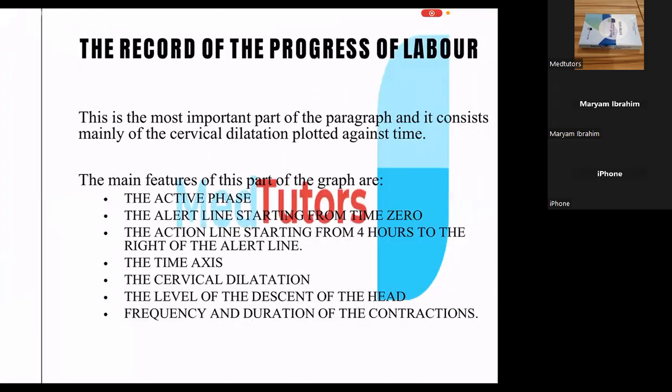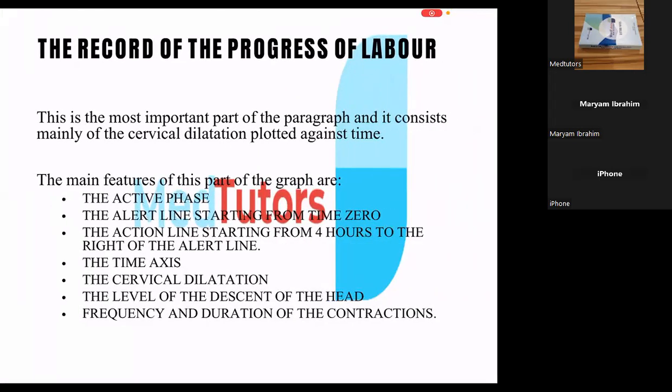So the main features of this part of the progress of labor, we have the active phase, then we have the alert line, which starts from time 0, and then there's the action line that starts from 4 hours to the right of the alert line. Then we have the time axis, the cervical dilatation, level of descent of the head, and frequency and duration of contractions. These are all parts of the partograph that are a record of the progress of labor.